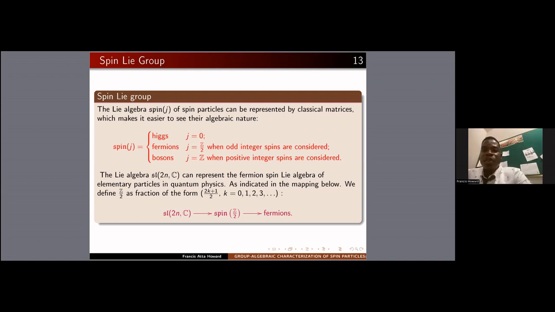Now, the Lie algebra SL2N can represent the fermion. And this is done because when I take the half odd integer, which is Z over 2, I can put it in this form, (2k plus 1) over 2, where my k starts from 0 till infinity. Although we are aware that particles have to be discovered by experiment, we are mostly aware that a lot of particles have been discovered already.